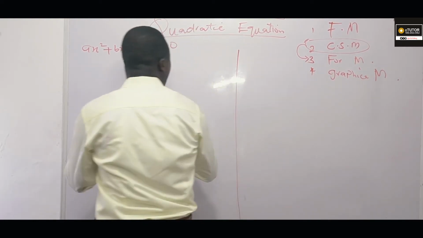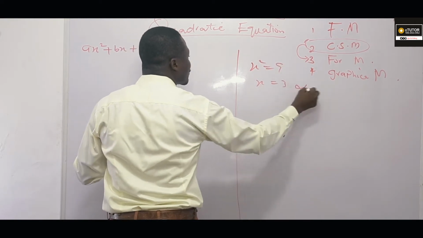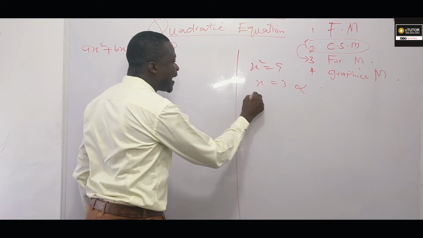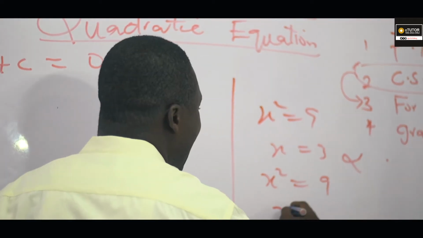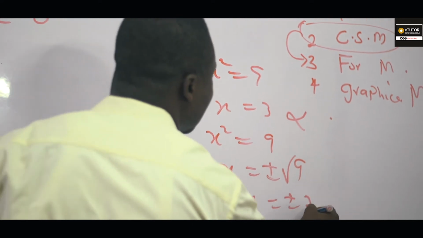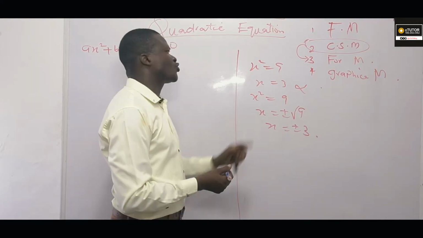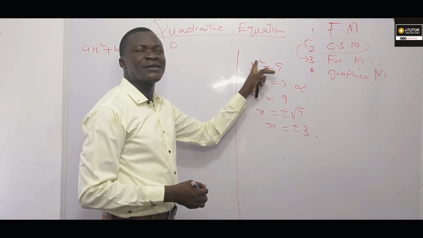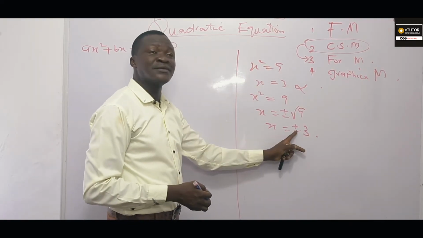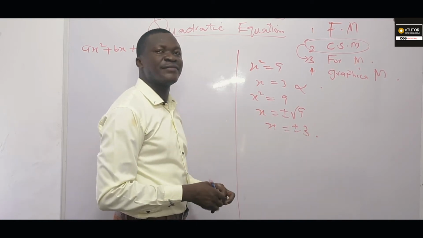A good example is when you have x squared equal to 9 and you say x equal to 3. This is wrong. You rather say x squared equal to 9, x equal to plus or minus root 9, x equal to plus or minus 3. So the answer is not 1. It's 2 answers there. So once you have 2, it's called quadratic. And as such, you must have 2 answers. This answer is 2. It's plus 3 or minus 3. Please take note of that.